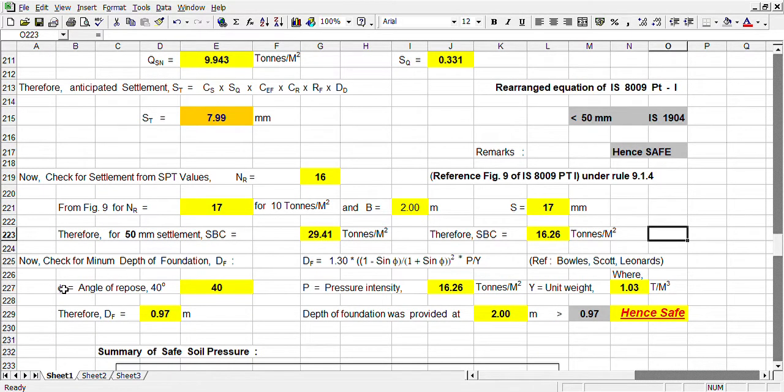And what is our minimum depth of foundation? Again we have to seek the depth of foundation. Our minimum depth of foundation is 1.3, 1 minus sin phi divided by 1 minus sin phi. This is Bowles, Scott and Reynolds. They have recommended this, considering angle of repose as 40 degree, pressure intensity 16.26, unit weight 1.03. It is coming 0.97 meter. Depth provided is 2 meter, which is greater than 0.97.